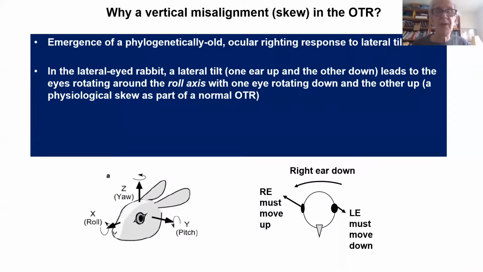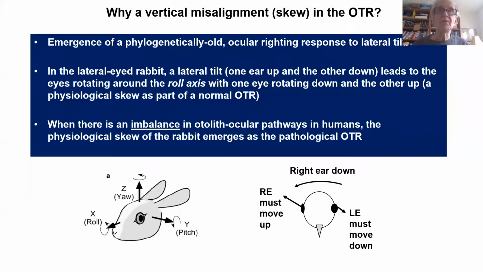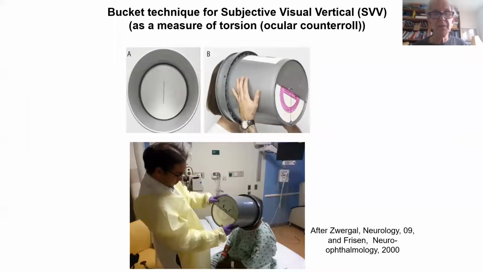This old reflex, this phylogenetically old ocular righting response to lateral tilt, comes out in we humans when there's an imbalance. So instead of the eyes just counter-rolling, they skew, and we get a skew deviation. You can measure this in various ways. You can use the bucket test. So you're measuring perceptually the patient's sense of upright. You have a little line inside a bucket, and you put the patient's head in there, and then you have on the outside a protractor with a plumb line, so you can measure the tilt. And the patient tells you when they see the line is vertical, and then you can measure how far off they are. That was first nicely shown by Lars Friesen in 2000, and then our colleagues in Munich put this on the map for all of us.